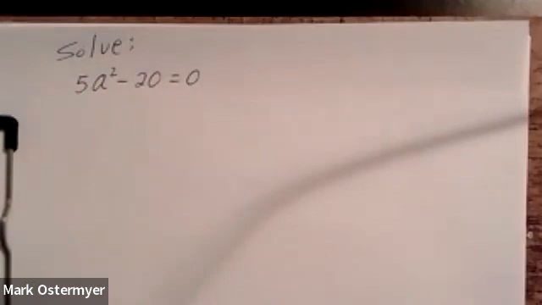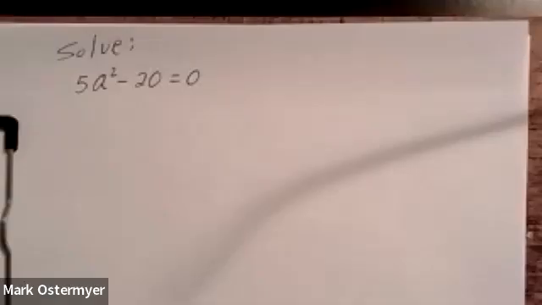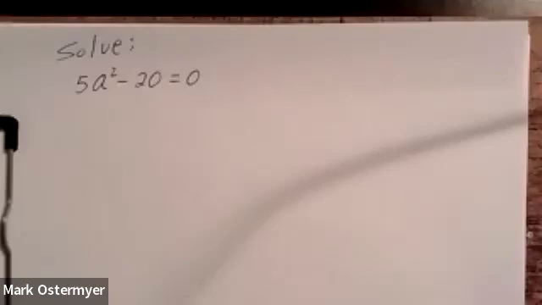We want to solve this equation. How many solutions? Two. Step number 1, is my equation set equal to 0? Yes. Step number 2, can we factor the left side completely? Help me factor this left side. What do I do? Anybody? How can I factor this left side? Can you pull a 5 out?